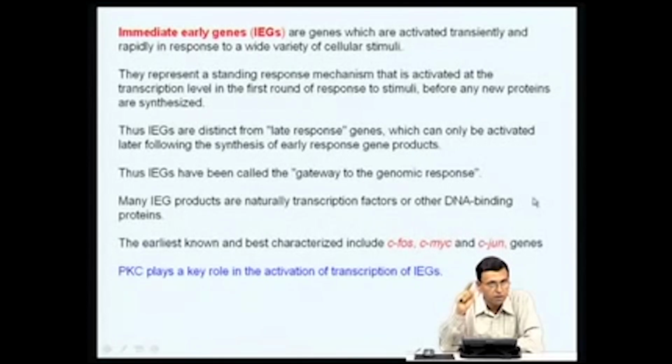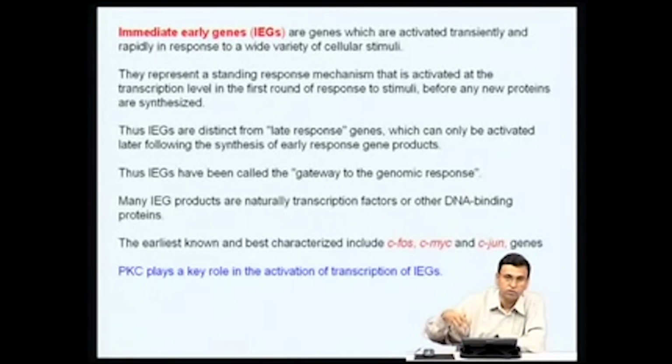So, one of the major functions of protein kinase C is to phosphorylate transcription factors like SRF, which then goes and binds to the promoters of immediate early genes and activates their expression. And these immediate early gene products are also transcription factors, because they now have to regulate the various target genes which are directly involved in promoting cell proliferation. Some of the best characterized immediate early genes are CFOS, CMYC and CJUN, and they are all transcription factors. And protein kinase C plays a key role in the activation of all these immediate early genes.